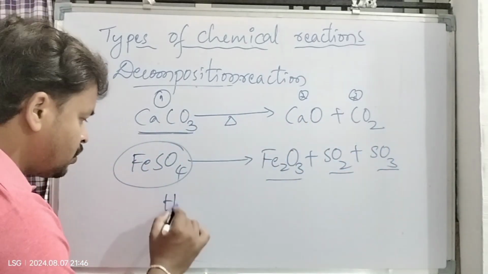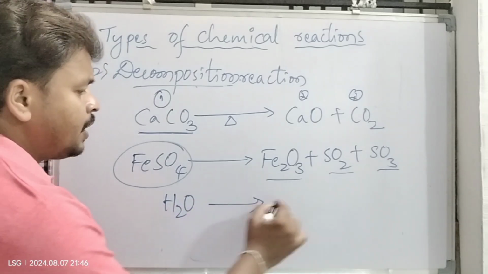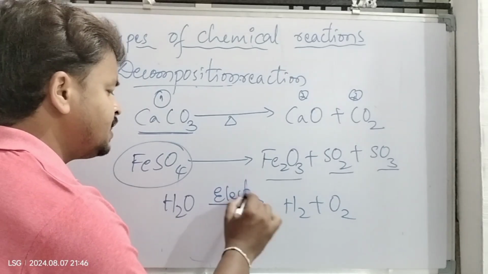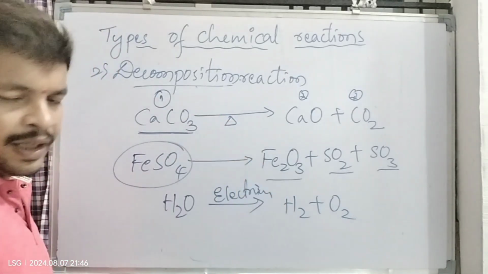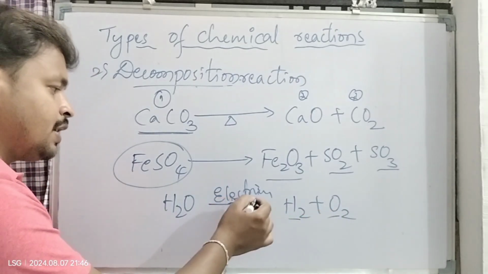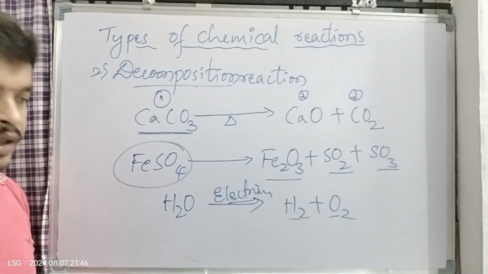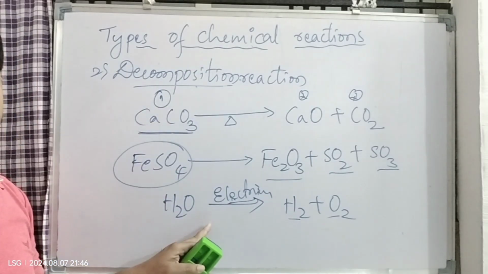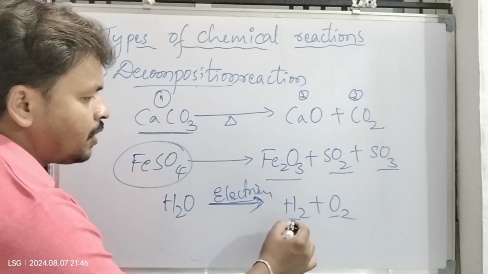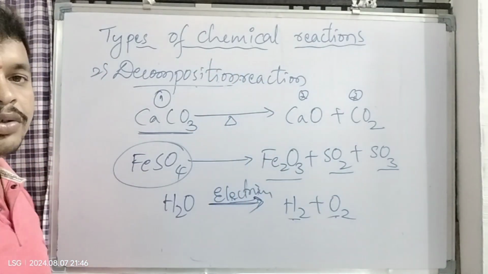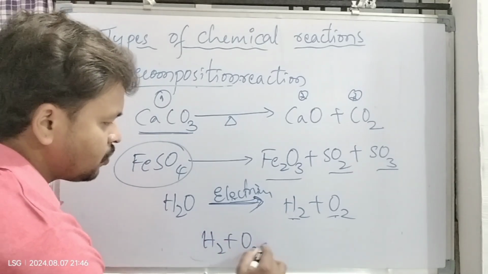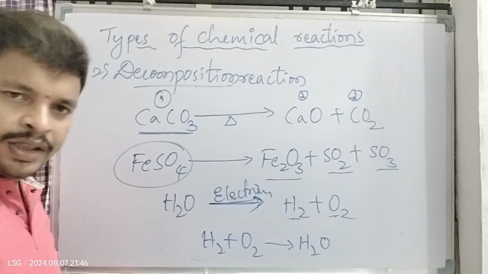Even the water example you can give. Water decomposes into hydrogen and oxygen in the presence of electricity. Here we are not heating. When you heat water, we do not get hydrogen and oxygen. We follow the electrolytic method here; this is one type of decomposition reaction. When water decomposes into hydrogen and oxygen, it is the example to show decomposition. If you write it in reverse, H2 plus O2 gives H2O, this is combination.